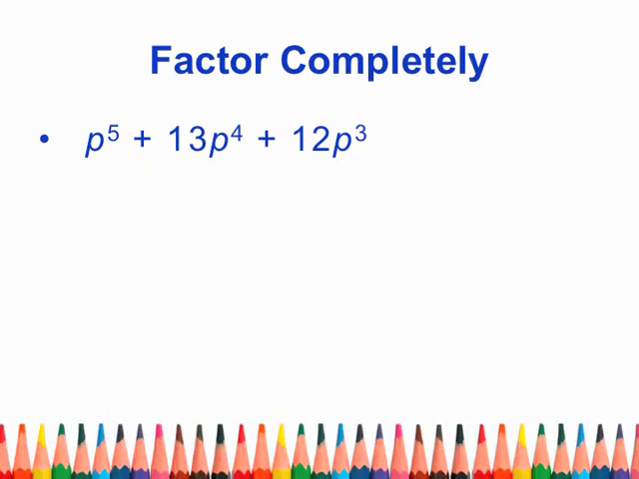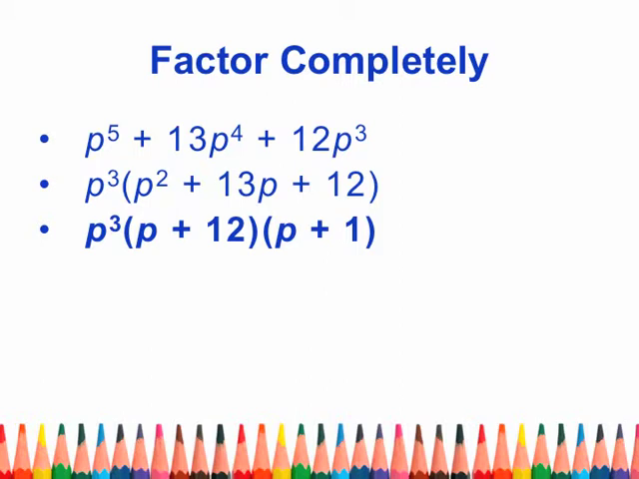So in this example, we start with a trinomial, but I can see that there's a variable p in all three terms. In fact, all three terms have p to the third power, which I will factor out. Now that trinomial inside the parentheses can be factored into two binomials. I'm basically asking what two numbers multiply to equal 12, but add together to equal 13. And that's going to be 12 and 1. And there's my fully factored form of the original trinomial.